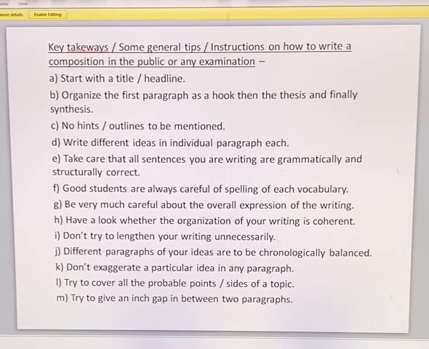No hints or outlines are to be mentioned. You need not write down any hints or outlines in any composition writing.